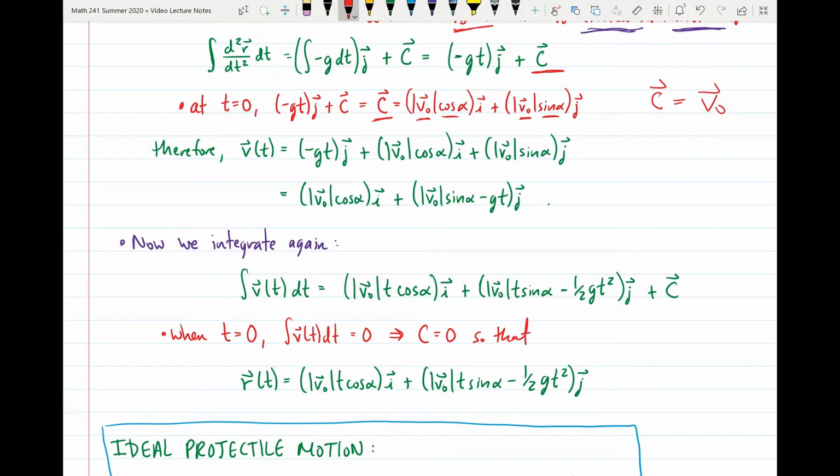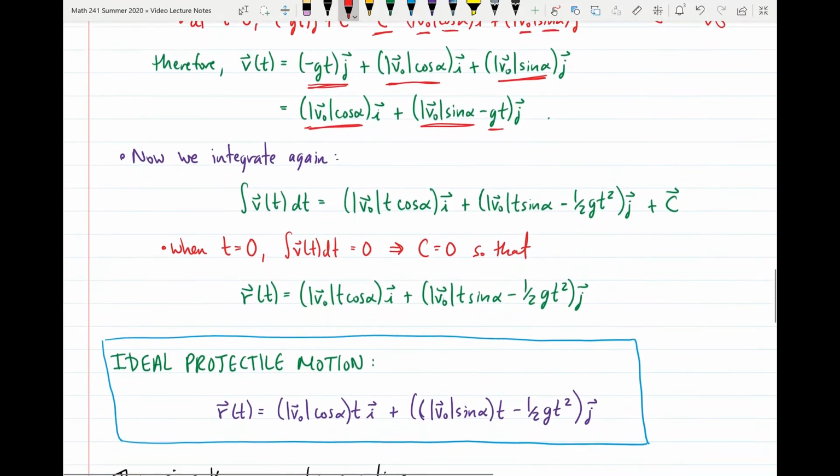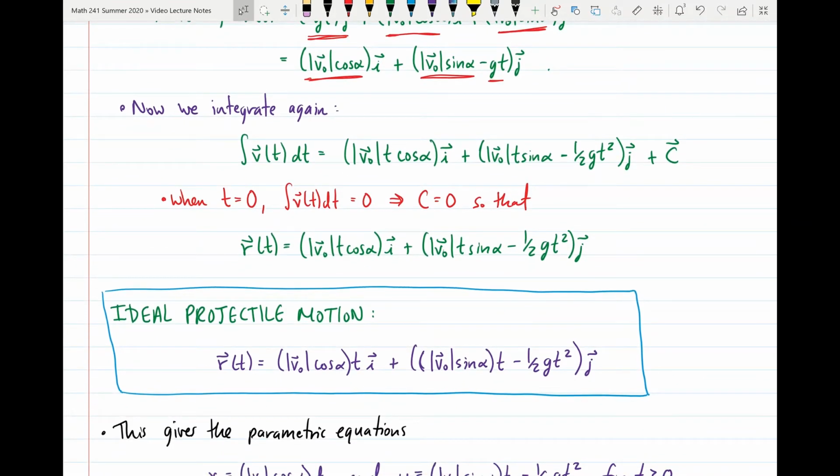So we end up with negative g t times the vector j plus the initial speed times cosine alpha i plus the initial speed times sine alpha j. And now we can make it look a little bit nicer by combining some terms. And we get the magnitude of v naught times cosine alpha in the i direction plus the magnitude of v naught sine alpha minus g t in the j direction. So this is going to be our vector valued function giving us the velocity of our projectile with respect to t. And now we want to integrate again to find our position function.